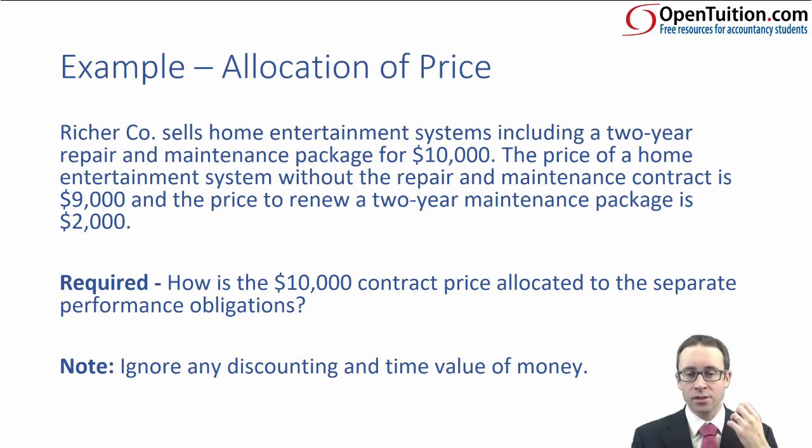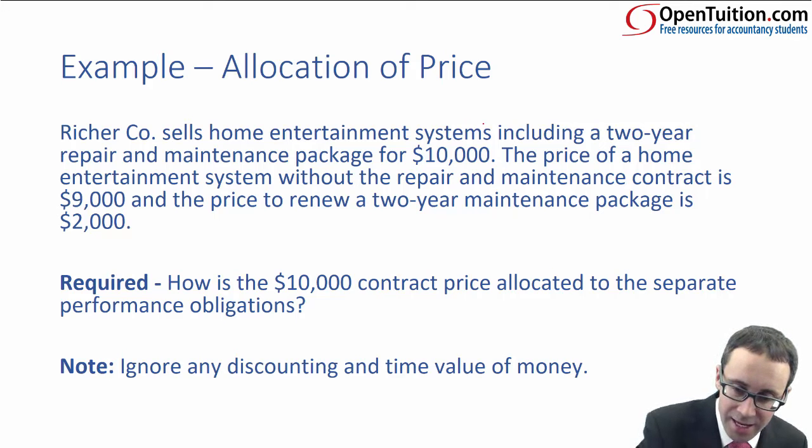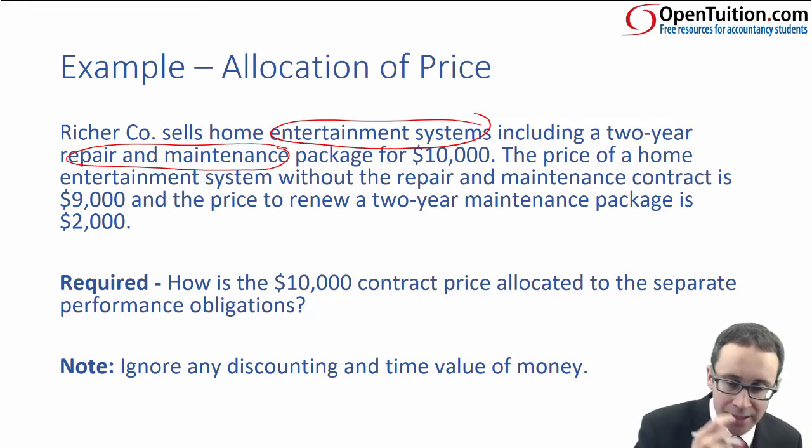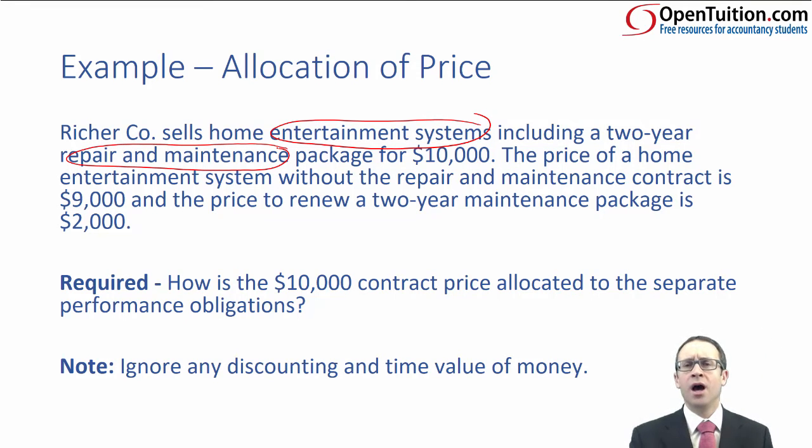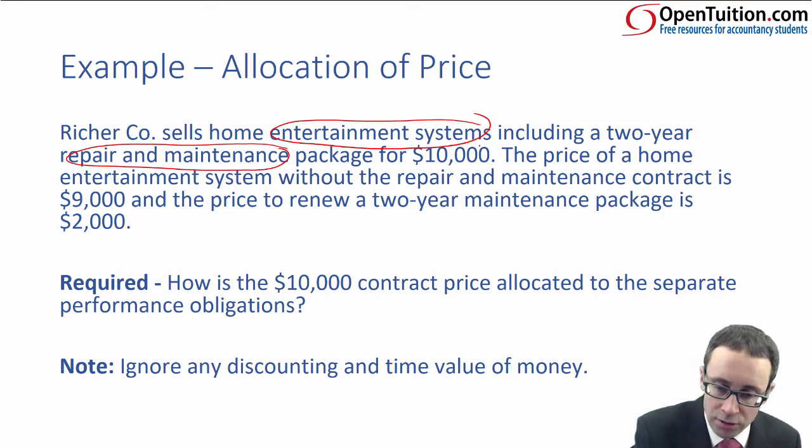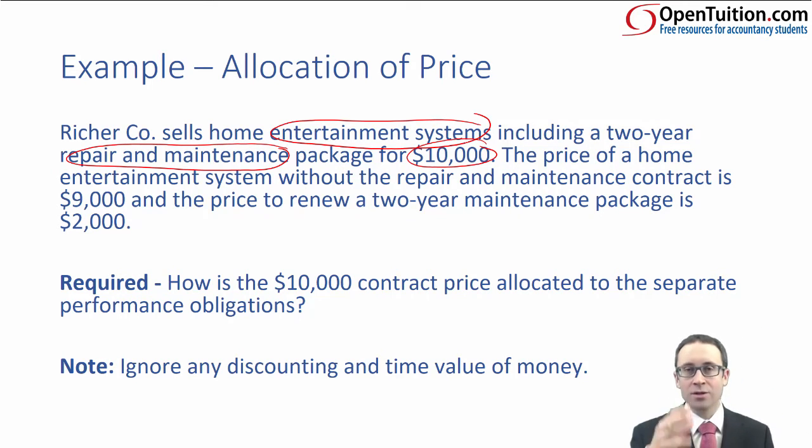So it says there, Richard Co sells home entertainment systems, including a 2-year repair and maintenance package for $10,000. So there's likely to be a contract. Within that contract, there are separate obligations, aren't there? Because you've got the entertainment system and also your repair and maintenance package. The total price is $10,000.